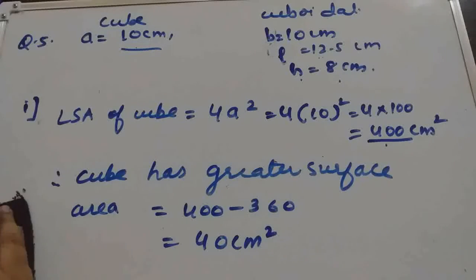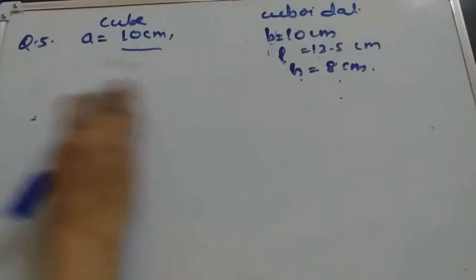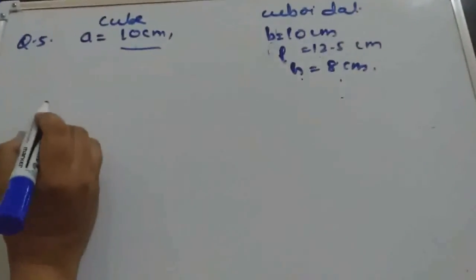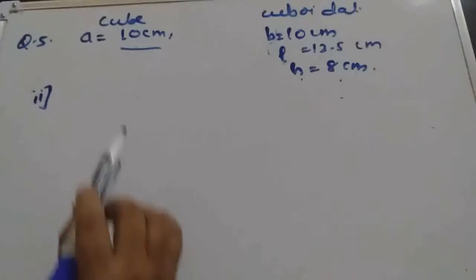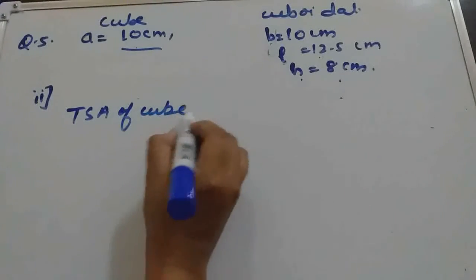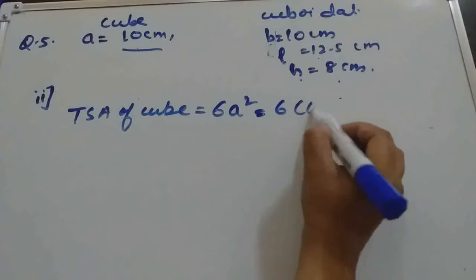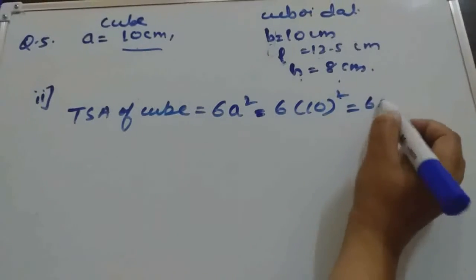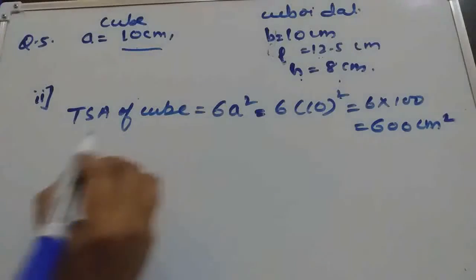Okay. Now the second part of the question is: which box has the smallest total surface area, and by how much? That means we should find the TSA of the cube, which can be given by the 6a square formula. So 6 into 10 square means 6 into 100, that is 600 centimeter square.